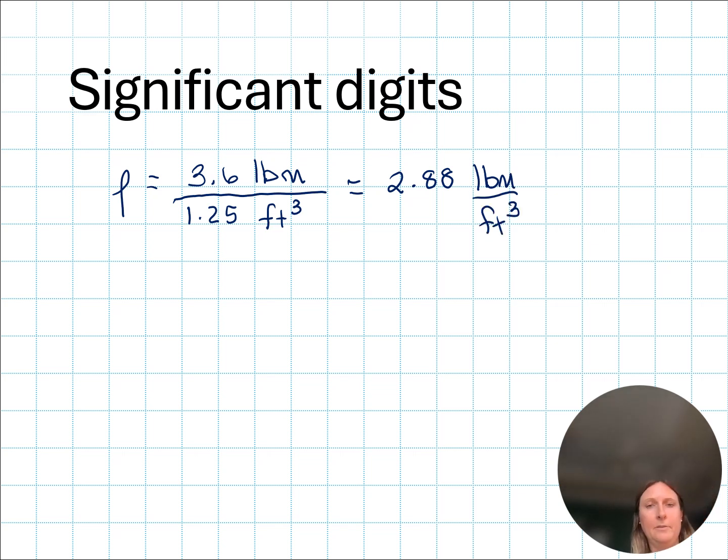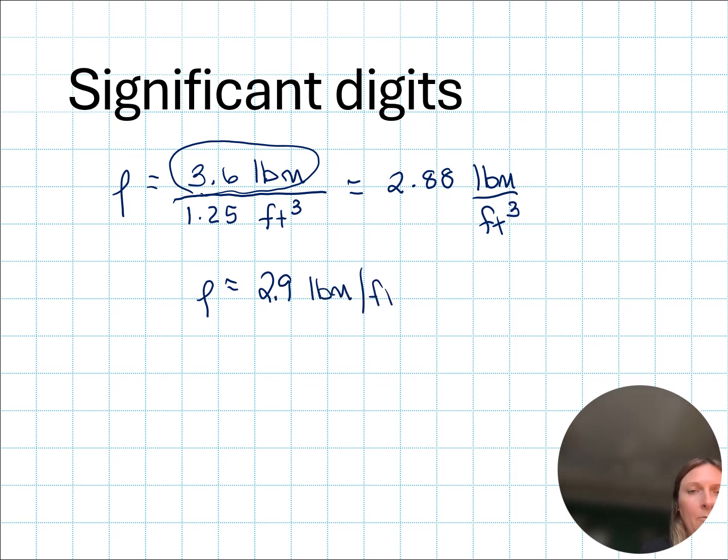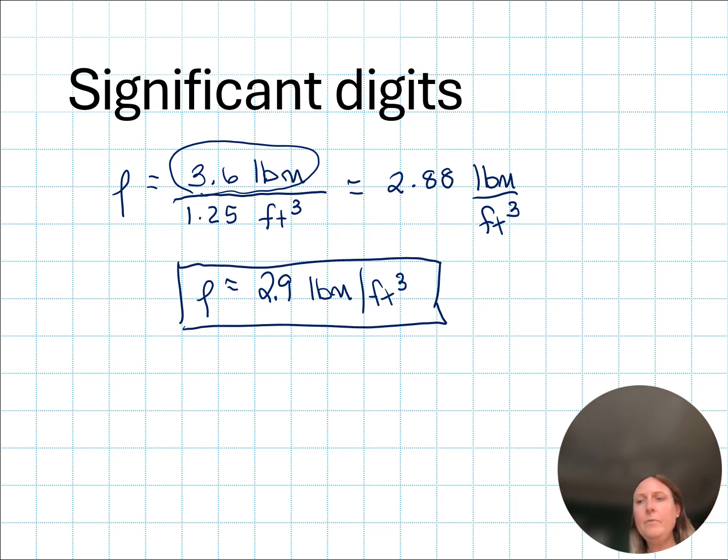If this is the final result of my engineering calculation, then I would want to report this to no more than 2 significant digits, because my mass was only found to 2 significant digits. That's the least precise information I used to solve this problem. So my 2.9 pounds of mass per cubic foot would be the final answer that I would want to report. If I reported to a greater amount of precision than this, then it would be more precise than one of the measures, the mass that I used to solve the problem, and that would be incorrect.